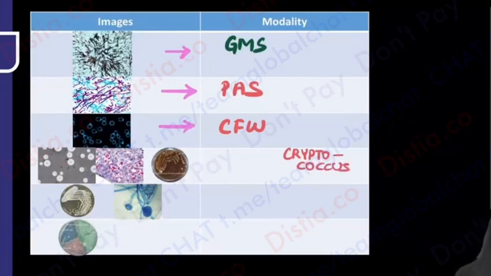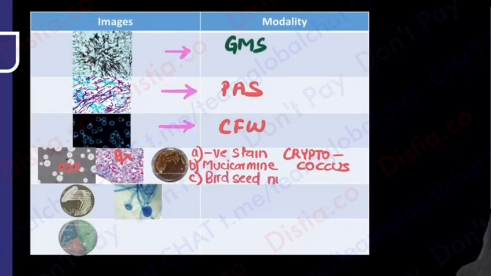The first one must have been the CSF sample, because I'm using negative stain. I'm using India ink negative stain. The second one must have been a biopsy sample, because I have something red in color, and that is going to be mucicarmine. And like I told you, what is the agar? Something to do with birds and black, right? So there is a bird seed Niger agar. There is a bird seed Niger agar that we have, that sums up the entire story of Cryptococcus.